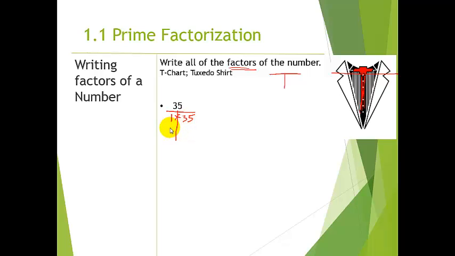4 doesn't work. 5. 5 times 7. 6 doesn't go into it evenly. 7 goes into it evenly. But notice I've already repeated. So once you repeat, you don't actually need to include that in your tuxedo shirt. So what you're going to do is you're going to draw this line. Okay. And here are your factors.